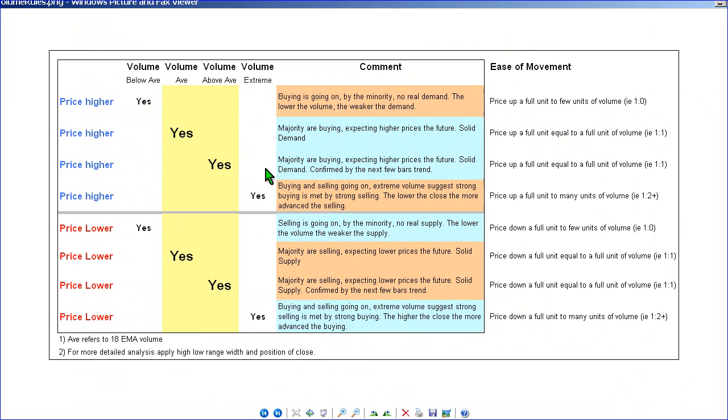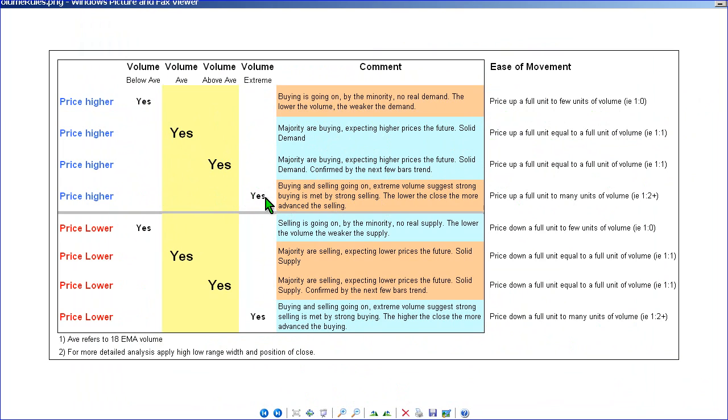Price higher, just a little bit above average volume. It's pretty much the same as average volume. It's solid buying, but you really want the next few bars to confirm that the trend is up, so there was no real selling pressure going on. Once again, this is one unit of price movement to one full unit of volume movement. It's a one-to-one relationship, so you've got a nice equal movement of price and volume.